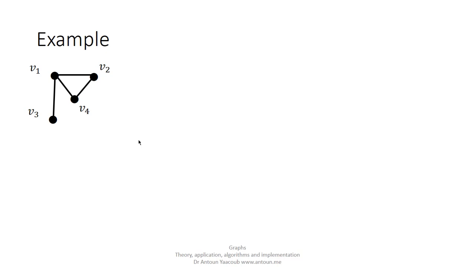We have this graph. This graph is composed of 4 vertices and 4 edges. So let's write its adjacency matrix. I have v1, v2, v3, v4.